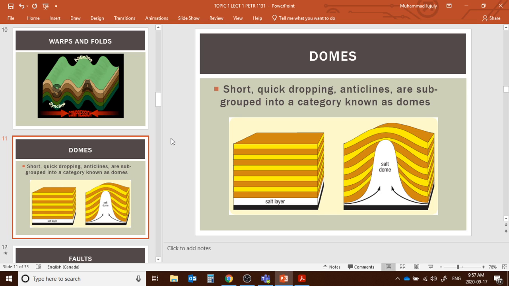Now, during the formation of anticlines and synclines, it can create domes. So what are domes? Domes are short, quick-dropping anticlines, subgrouped in a category known as dome. So a dome is a type of anticline, but it has a sharp tip. We call this a salt dome.